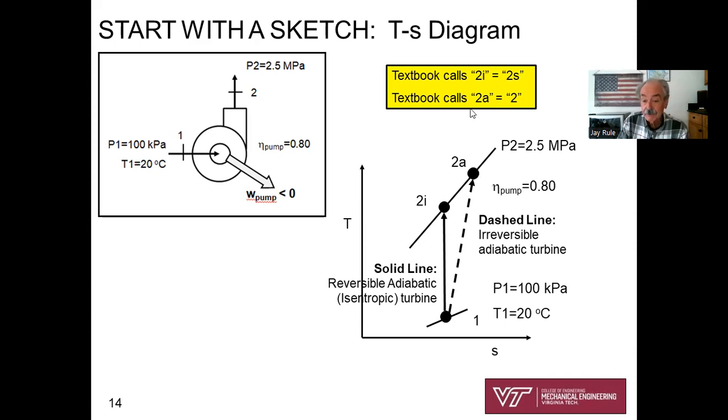As a reminder, the textbook calls this point 2S, and the textbook calls this point 2. And in my world, I like to think of this as 2I for isentropic, and this as 2A for actual, as opposed to just 2. This has helped me out a lot in my work life.